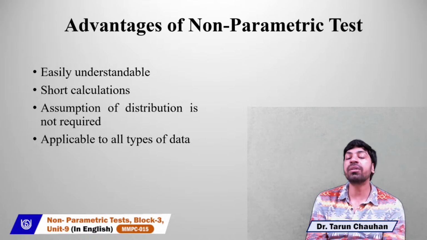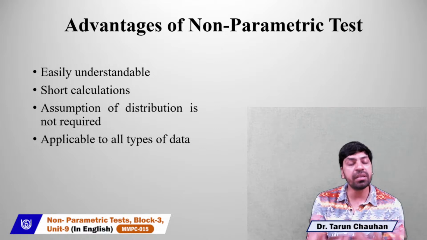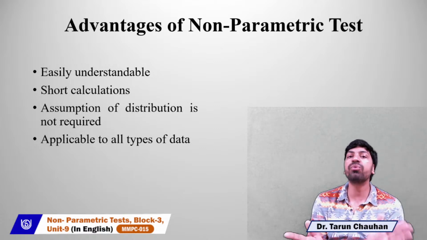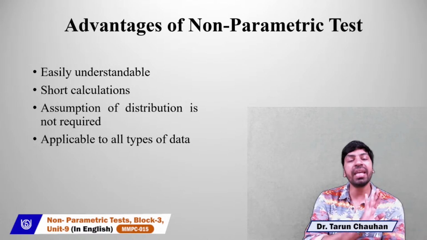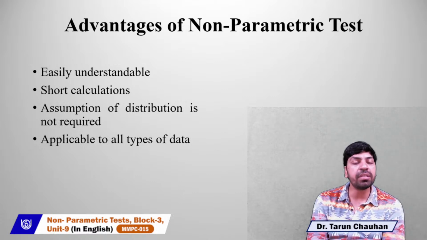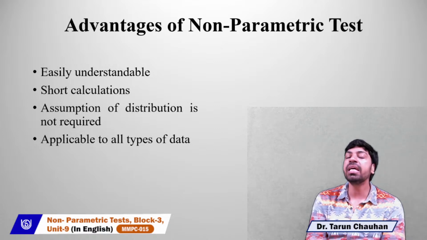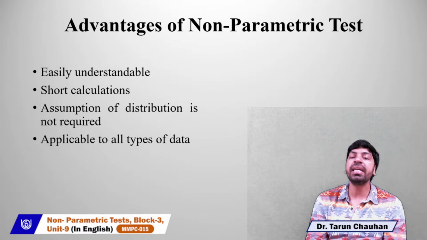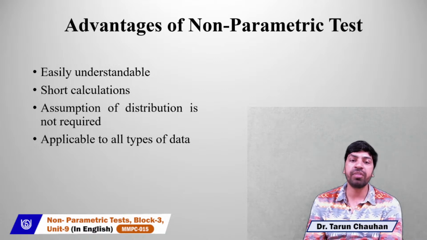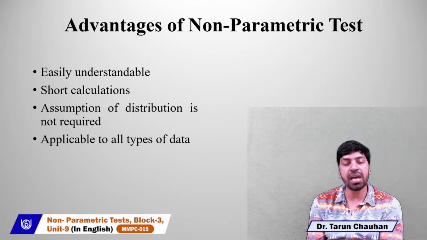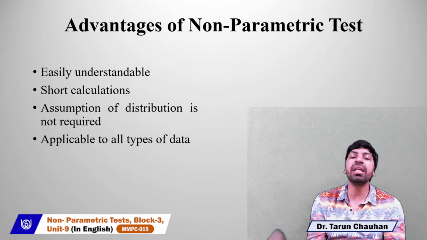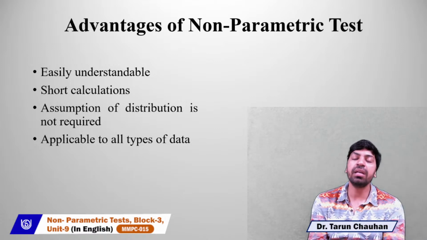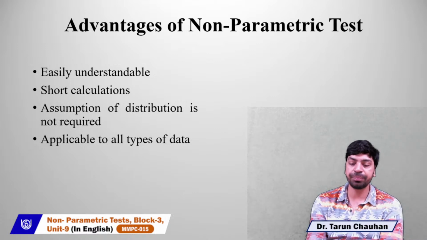As I said, under the non-parametric test there is no rule of any assumptions. And that's why an assumption of any distribution like normal distribution, Poisson distribution, or binomial distribution is not required. It is applicable to all types of data, whether discrete data, continuous data, or individual data as well.